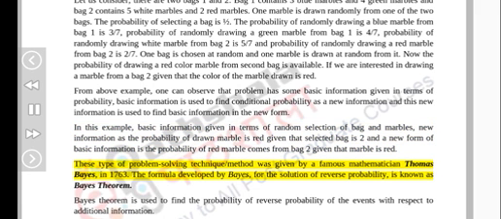This type of problem-solving method was given by a famous mathematician, Thomas Bayes, in 1763. The formula developed by Bayes for the solution of reverse probability is known as Bayes' theorem. Bayes' theorem is used to find the reverse probability of events with respect to additional information.